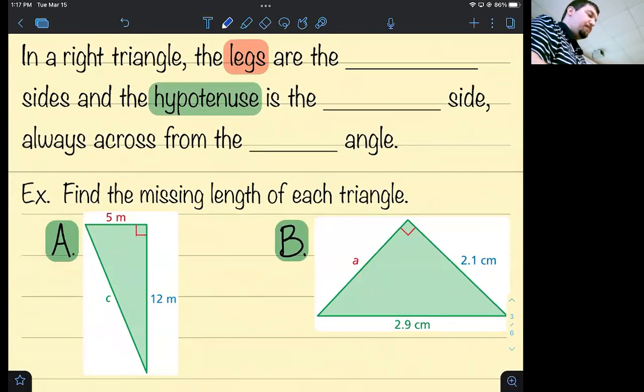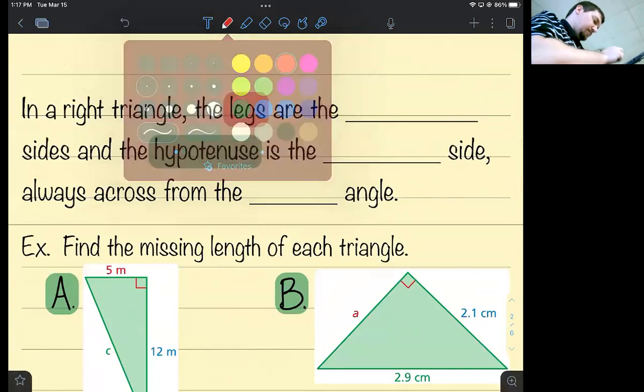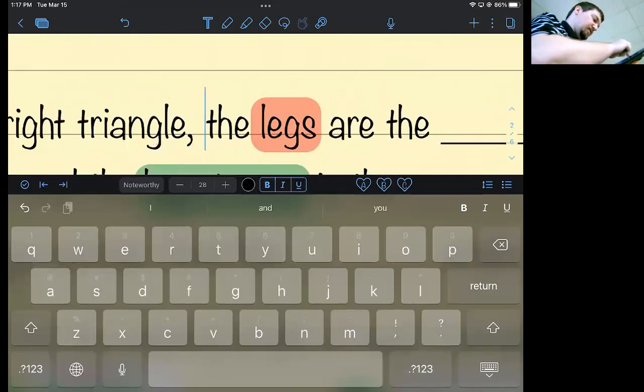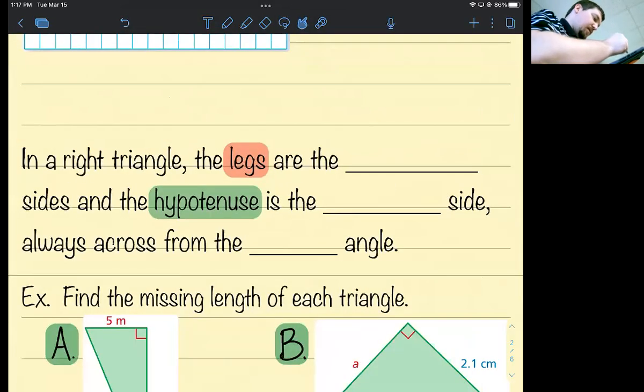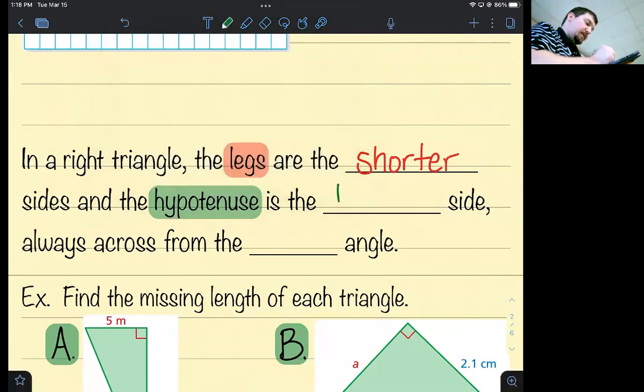All right, so in a right triangle, the legs are the shorter sides, and the hypotenuse is the longest side. And as I mentioned before, it's always across from the right angle.